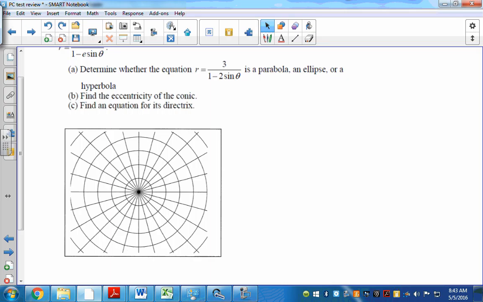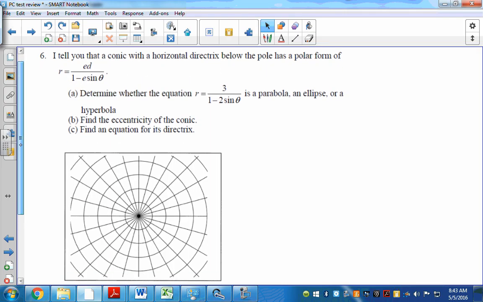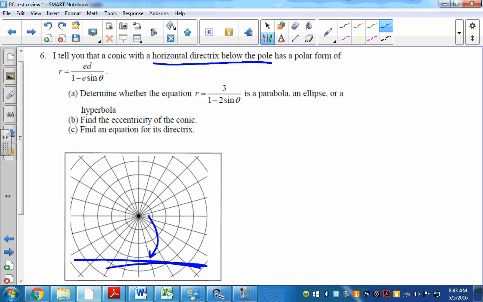I've pasted in a polar grid to make this a little bit easier to play with. And we're told in the problem, we have a horizontal directrix below the pole. So imagine the directrix down here somewhere, horizontal below the pole. That's what's given in the problem. And we're given this equation.